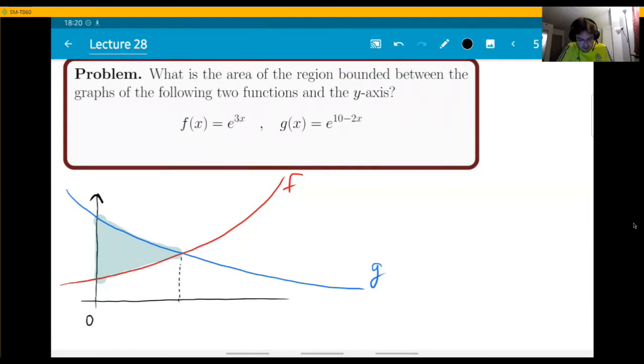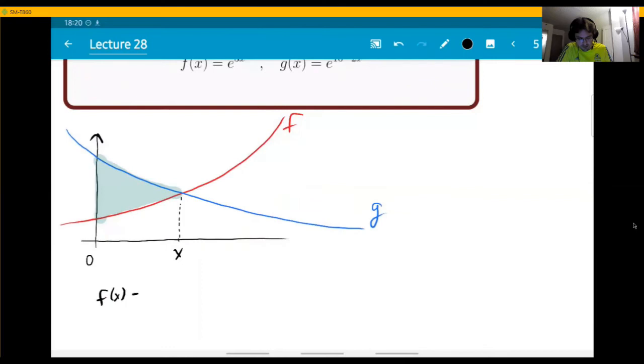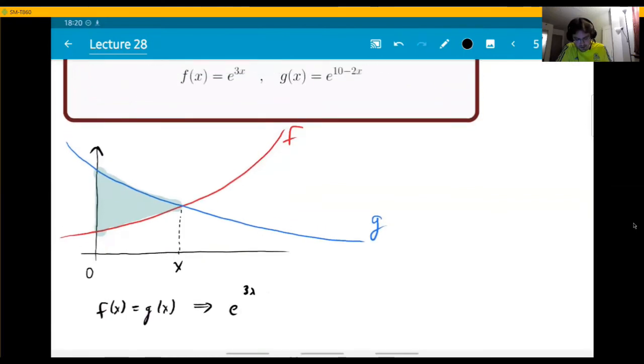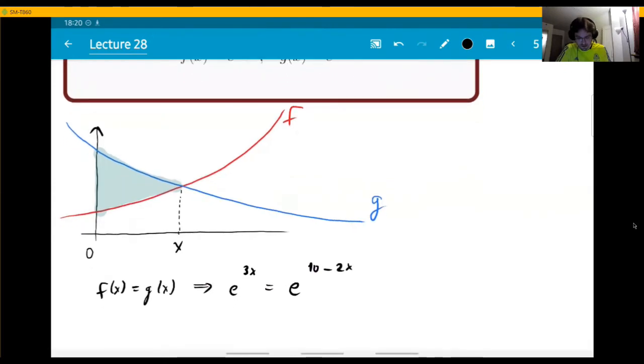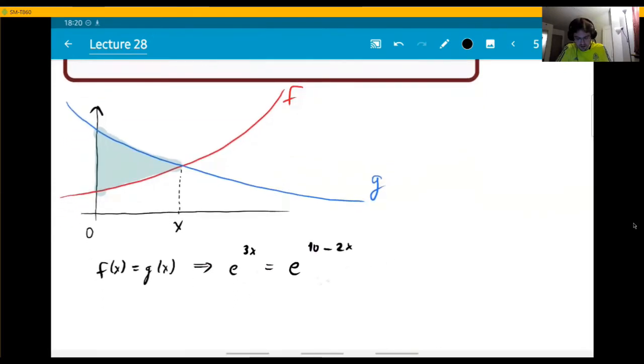What is this endpoint x here, where the two functions cross? That should be easy to find. When is f equal to g? So f is the function e to the 3x, g is the function e to the 10 minus 2x. When are two exponentials equal like this? If you take logs, that's the same as equating the two exponents. So now you have 5x equals 10, x equals 2. So we already know where the two functions cross here, x equals 2.